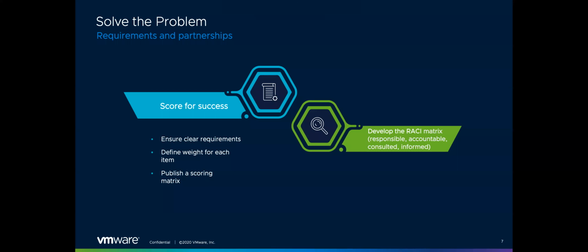Another important aspect of this is to develop the RACI matrix. A company like VMware, 31,000 employees, 40,000 endpoints or so. We wanted to make sure that everyone had a clear understanding of their role on the requirements gathering, the deployment, and the operational aspects of this initiative, making sure that everyone knew exactly what their role in it was.